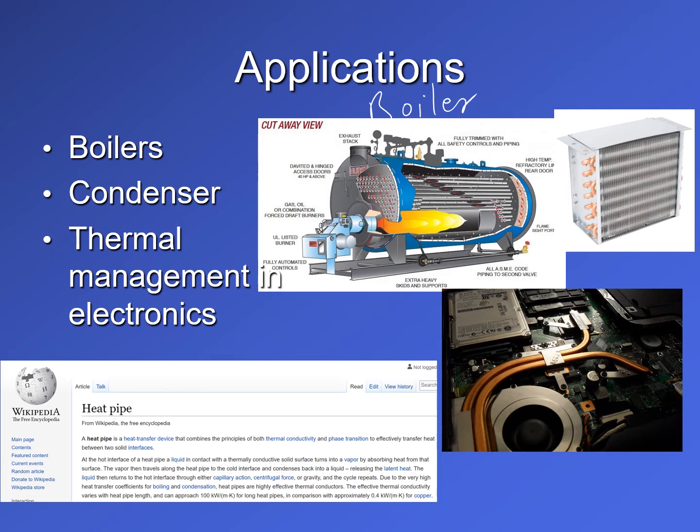The other is condensers, as here. You see a condenser where hot steam is condensed into a liquid, or any vapor is converted to a liquid, and these again are typically seen in power plants as well as in your vapor refrigeration cycle.